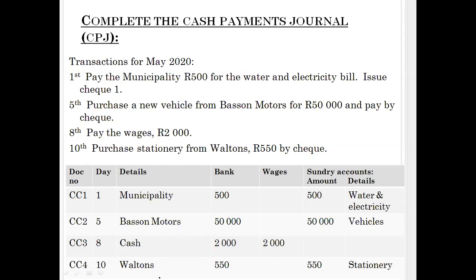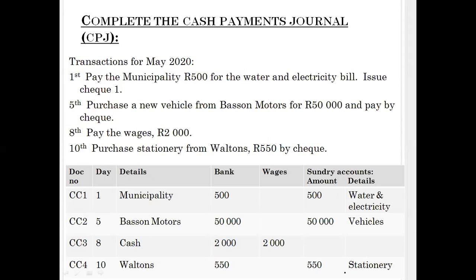So if we look at the entry there at the bottom, we will see it's now CC4, check counterfoil number 4. It's on the 10th. We've got the name of the business, that is going to be Walton's. The amount is 550 Rand. 550 Rand will go into bank. And what was it for? It was for stationery. There's not a stationery column at the top. Therefore, you take it to sundry accounts. You write the amount 550 and you say what is it for? It is for stationery.